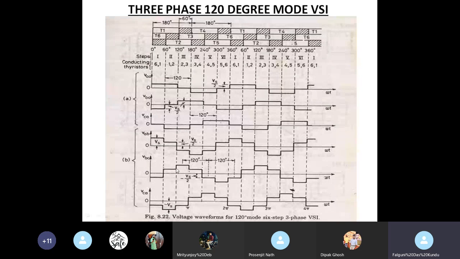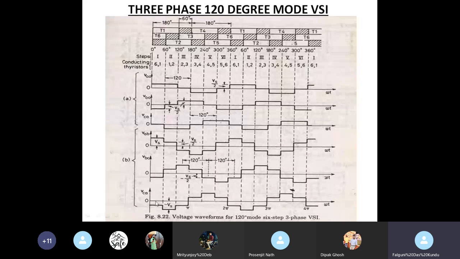Then during the interval 120 to 180 degree conduction mode, VBO is plus Vs by 2 and VCO is minus of Vs by 2. That means VBC is Vs by 2 minus of minus Vs by 2, that means Vs by 2 plus Vs by 2, that is Vs. Similarly, the curve continues.